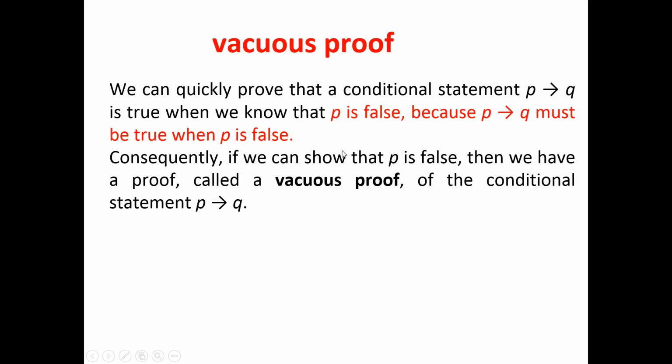Next type of proof is vacuous proof. We can quickly prove that a conditional statement P implies Q is true when we know that P is false. If P is false, then P implies Q is true, because P implies Q must be true when P is false. We have already discussed this fact in the class while defining the conditional statements. So consequently, if we can show that P is false, then we have a proof, called a vacuous proof, of the conditional statement P implies Q.